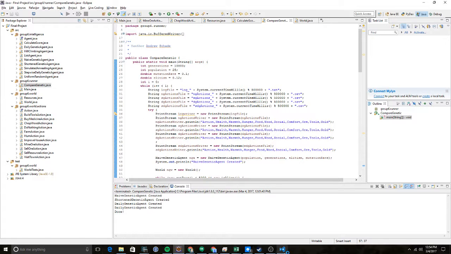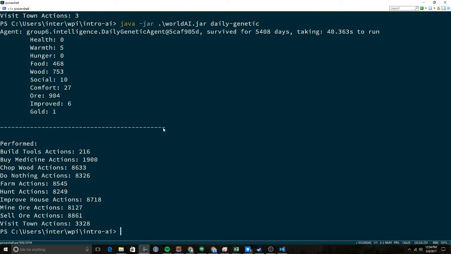And now let's see if that's come back to see what we have. Yeah, so this daily genetic ran for 5,408 days before dying because he ran out of health, and ran for 40 seconds. And that gives us sort of an idea of how he did that. All right, so that's just an overview of our program and how to run it and what types of outputs it gets.